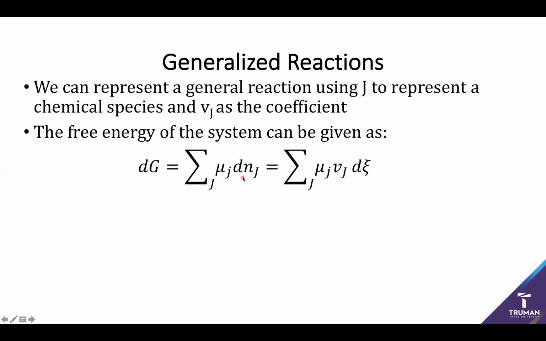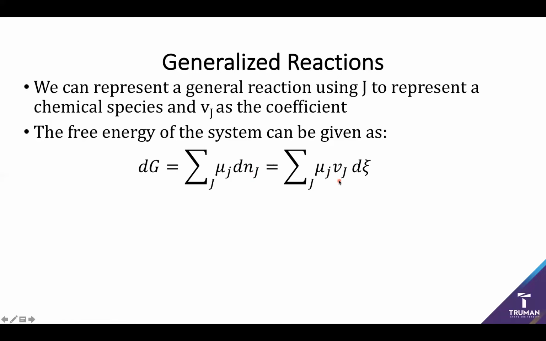However, again, this gives us a lot of different variables. So again, we conveniently want to describe all of our change with regard to our extent of reaction. And as we showed last time, we can essentially make the relationship between the number of moles of J by its stoichiometric coefficient.